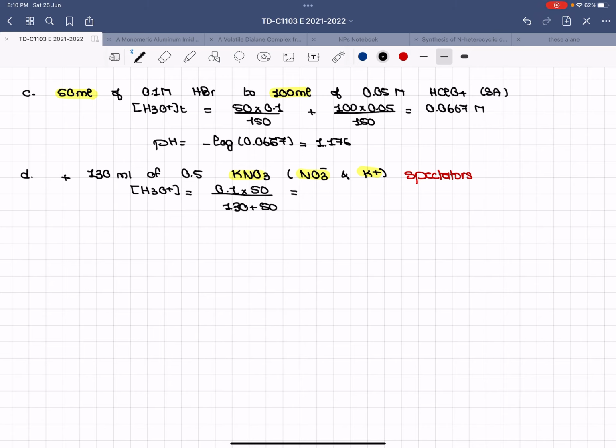That's it. Okay, so it's 0.0278. That is greater than 3.2 times 10 to the power negative 7. So the pH is negative log 0.0278, and this is equal to 1.556.